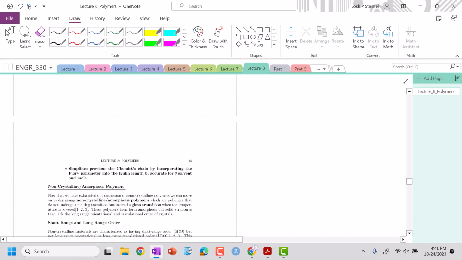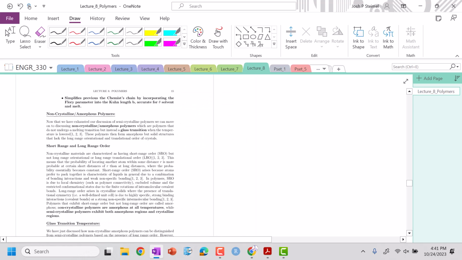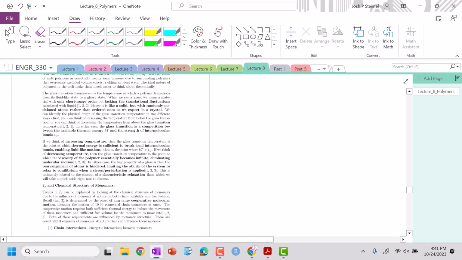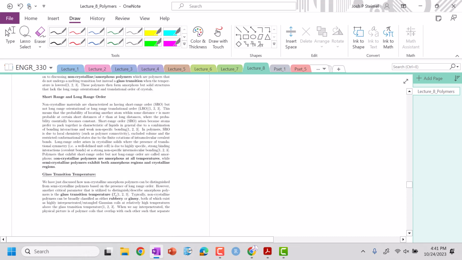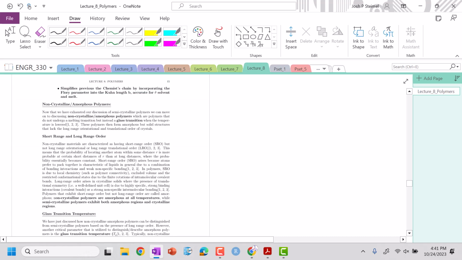Excellent. So next time, we're going to talk about the glass transition temperature, which is one of the most critical parameters and how we can estimate that value based on the structure of our backbone.